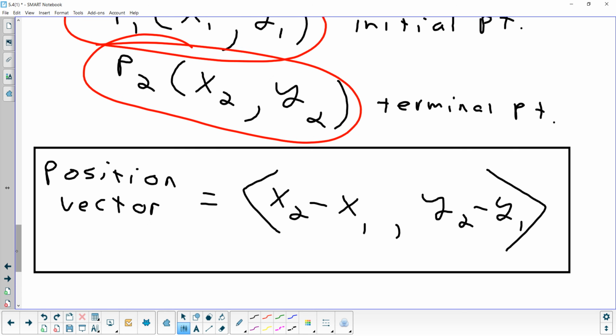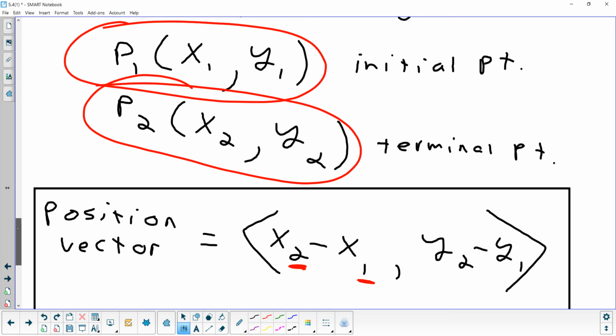It's important that you subtract them as terminal minus initial. If you do it the wrong way, what's going to happen is you're going to get a vector that points the wrong way. So you have to do terminal minus initial. And the problem should always make it clear what the terminal one is and what the initial one is, but if it doesn't, always assume that the 1 represents a start and the 2 is the second one. That represents the stop.